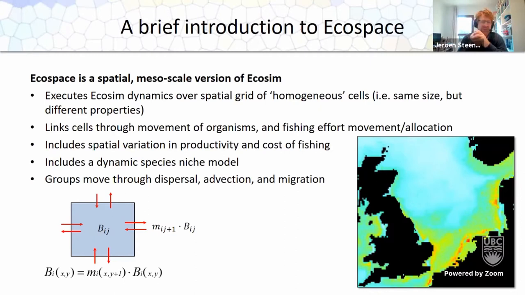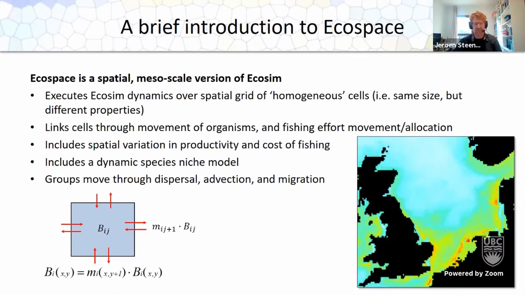What is very cool about Ecospace, it includes a dynamic species niche model that we'll talk about more. And there's different ways that functional groups can move. They can disperse, advect, and migrate, where dispersal is just the random movement of going about your day-to-day business. Advection is when things are carried on the currents, and migration is the kind of movement that Ecospace cannot predict. That's just the patterns that some species follow in their movement that you have to force the system to adopt, because it's not a logical consequence, as far as Ecospace can see, from the changes in environment and fishing, etc.